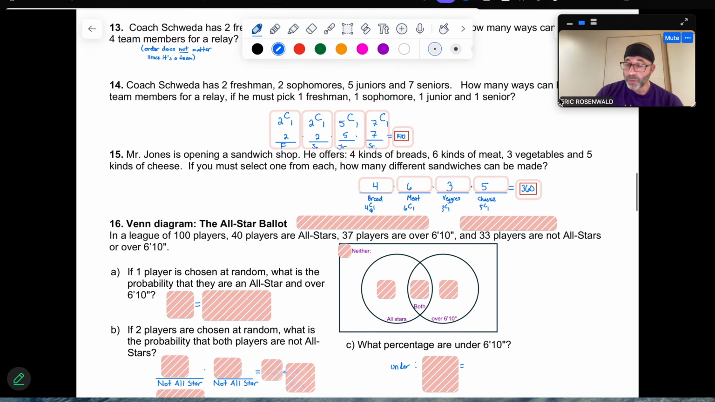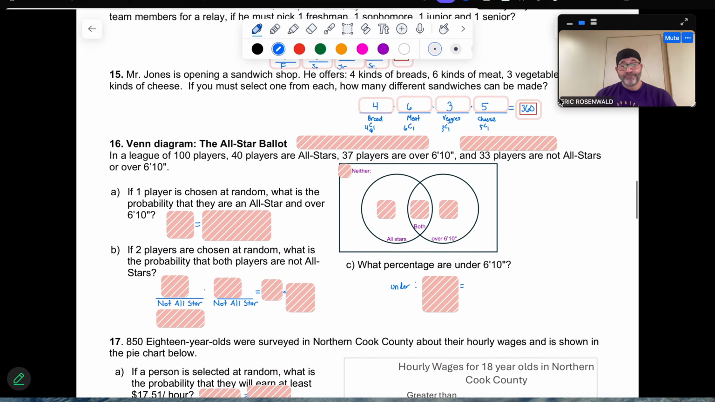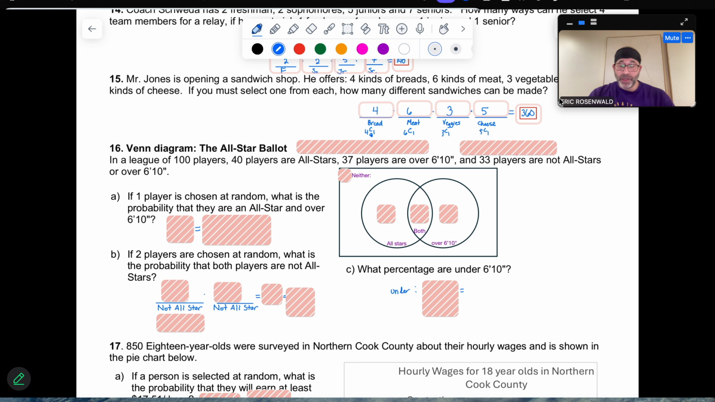Okay. All right, Venn diagram. When we look at the Venn diagram here, and these are probably the toughest ones in my opinion, we're saying that in a league of 100 players, there are 40 players that are all-stars, 37 players that are 6'10", and there are 33 players that are not all-stars or over 6'10". So let's take all this information and throw it into our diagram, okay?